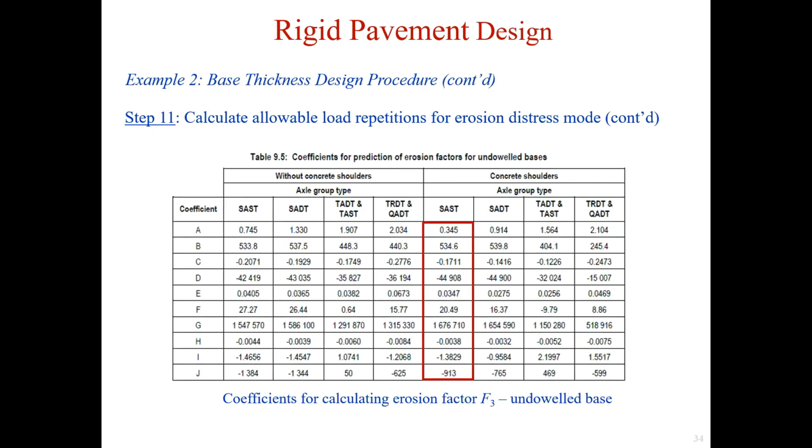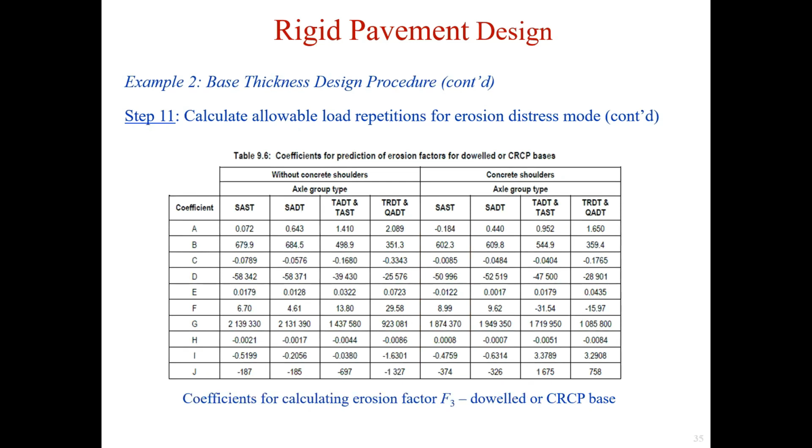This table 9.5 contains the coefficients for calculating erosion factor F3 for angled bases, both for without concrete shoulders and with concrete shoulder cases. This table 9.6 lists the coefficients for calculating erosion factor F3 for DOT or CRCP base, again for categories of without and with concrete shoulders.